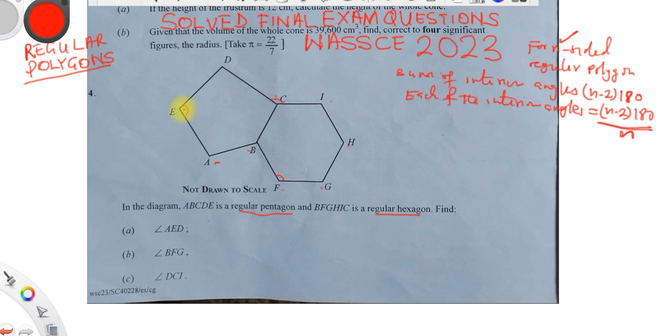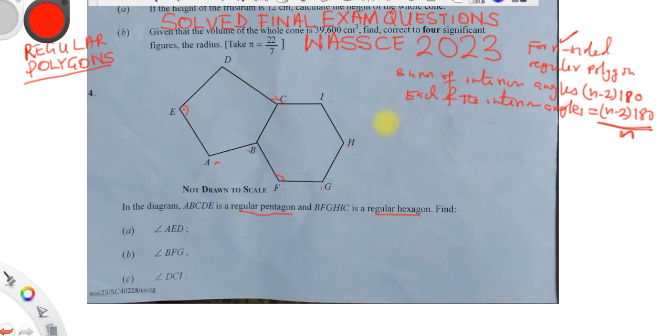To find this angle, which is one of the interior angles in the pentagon, and also this angle, which is one of the interior angles in the hexagon. So for the pentagon, I want angle AED.